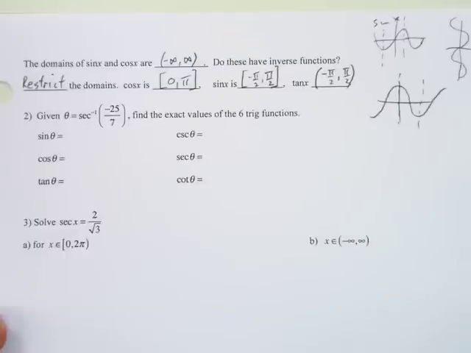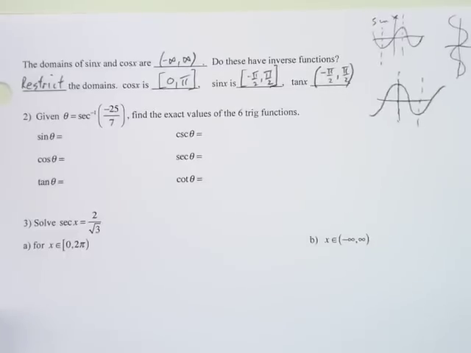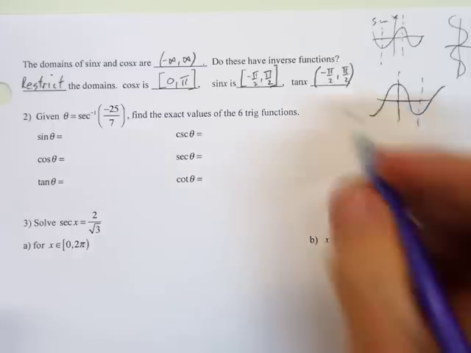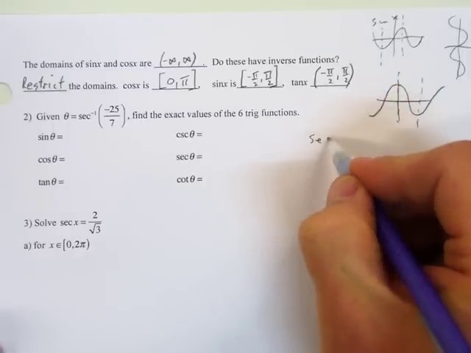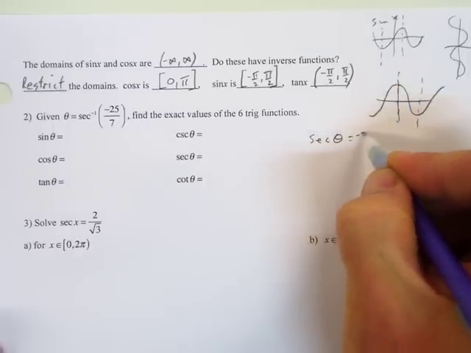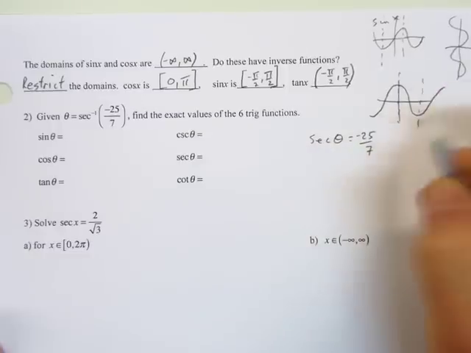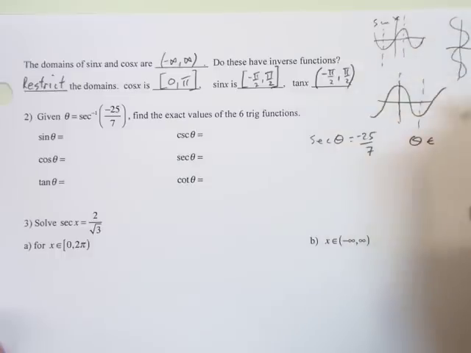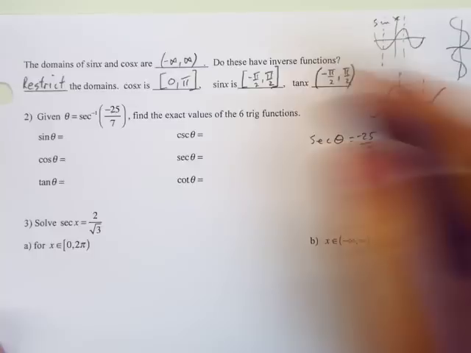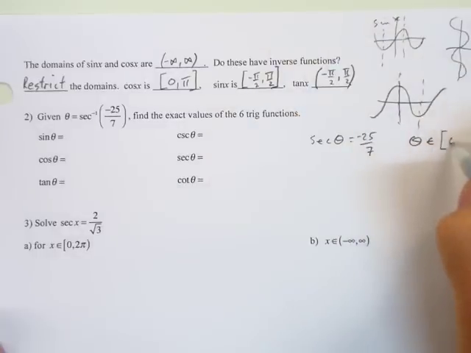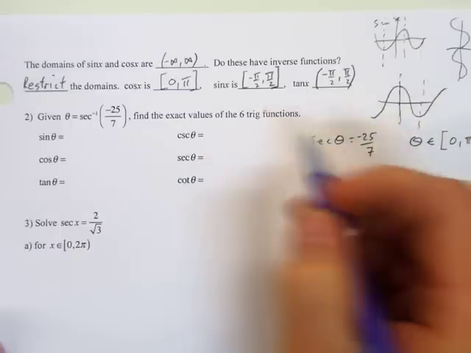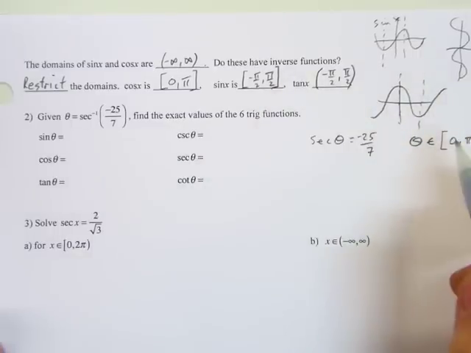Given theta equals the inverse secant of negative 25 over 7, find the exact values of these 6 functions. Well, how are you going to do this? This says that the secant of theta equals negative 25 over 7. For theta, what kind of values? Well, theta is going to be the same as cosine. That's going to go from 0 to pi. And similarly, cosecant would be the same as sine.